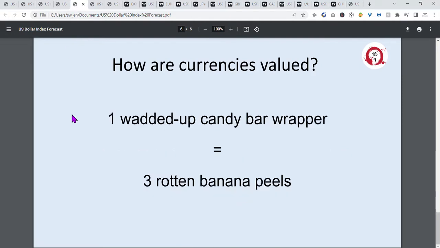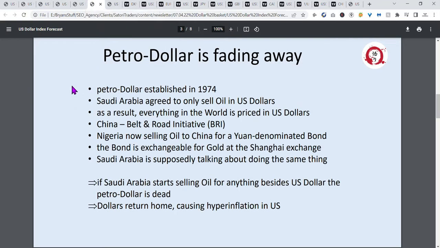All fiat currencies, they're all garbage. The intrinsic value of fiat currency is zero. At this point on planet Earth, none of the fiat currencies are backed by anything other than a government's ability to tax their citizens to death. And so really, when we're talking about currency pairs, how do we compare one piece of garbage to another piece of garbage? It's a watered-up candy bar equivalent to 3 rotten apples or 3 rotten banana peels, whatever. It's all relative, and the truth is none of them have any value at all.